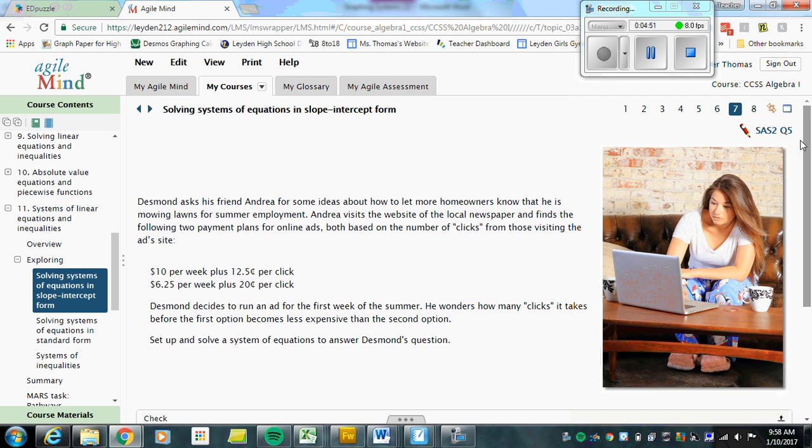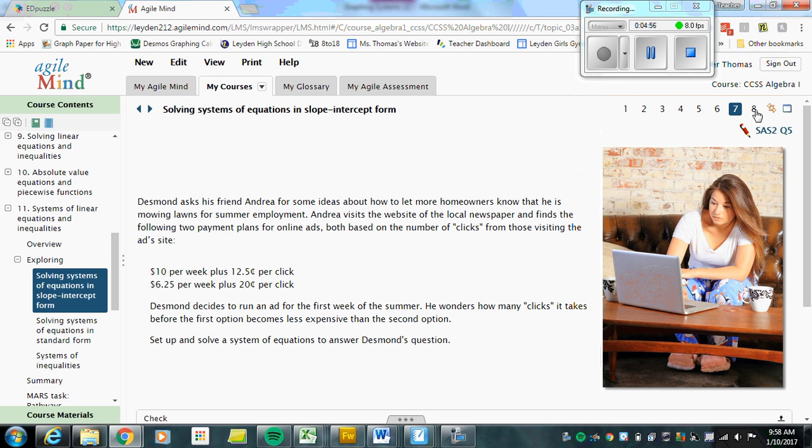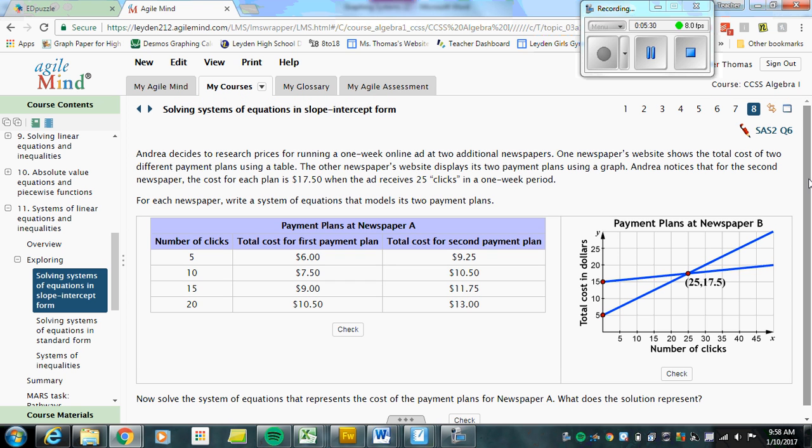Move on to slide 7. Graph the two equations and find the point of intersection. The solution is (50, 16.25). At 50 clicks, the total cost is the same for both options. At that point, the total cost for each option is $16.25. Therefore, the first option becomes less expensive than the second option after 50 clicks for the first week. And move on to slide 8.